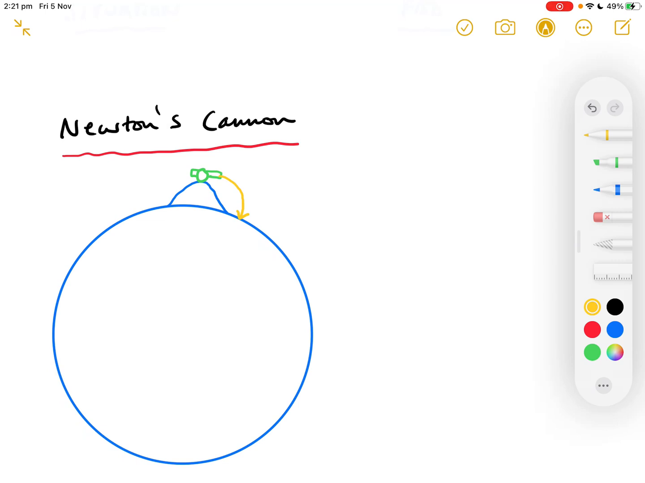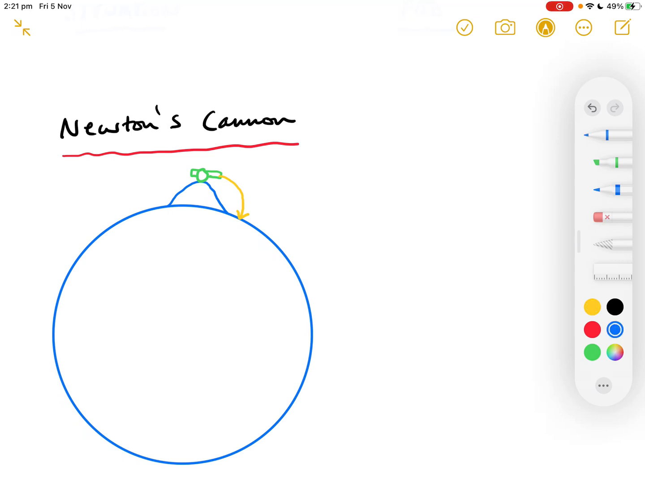Parabolic path. Fairly slow. So the time of flight, remember, is determined entirely by the height of the mountain. And basically, if it's not fired very quickly, during that time of flight, because it's travelling quite slowly, it doesn't travel very far around the Earth.